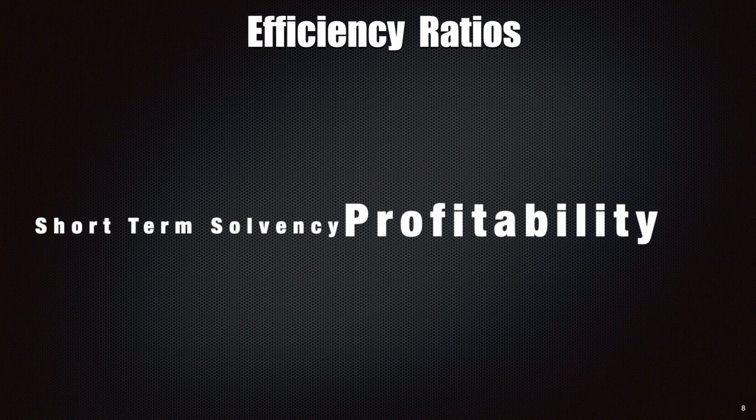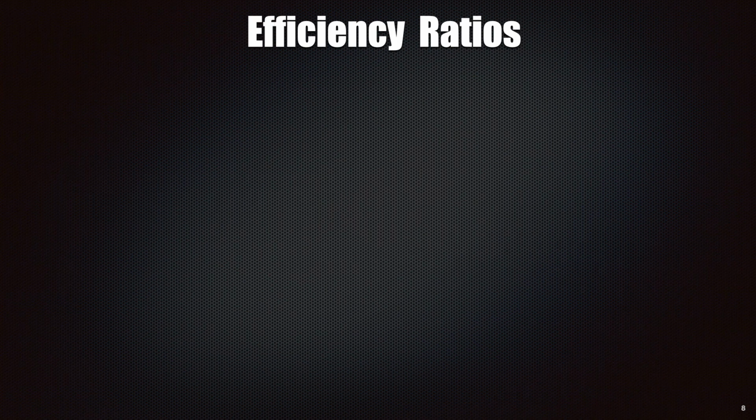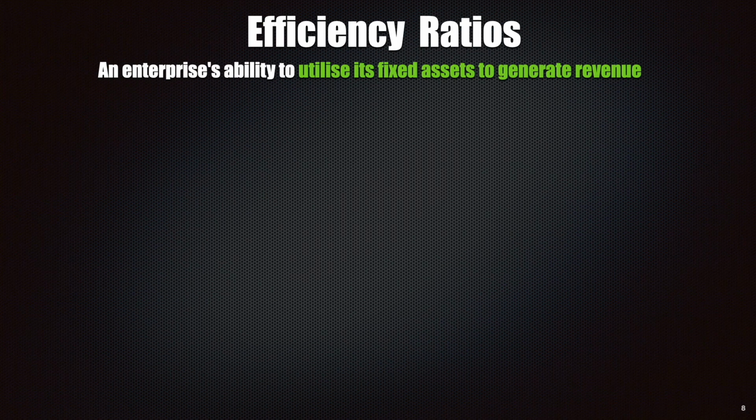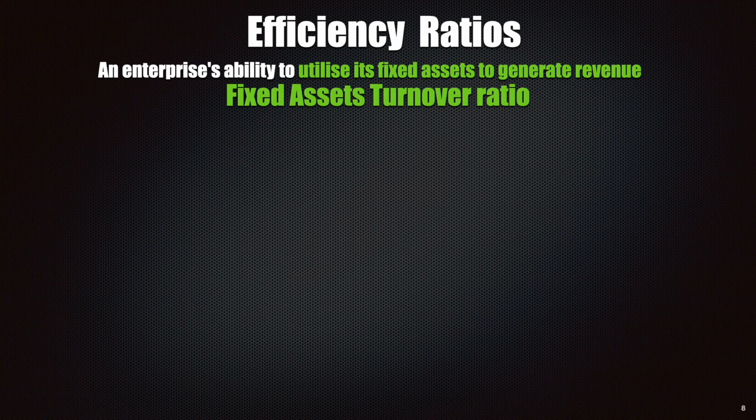So till now we have talked about the short-term solvency and profitability of a company. Now we will assess the efficiency of a company by knowing the efficiency ratios. These ratios talk about an enterprise's ability to utilize its fixed asset to generate revenue. That means it reveals how efficient a company is at generating sales from its fixed asset.